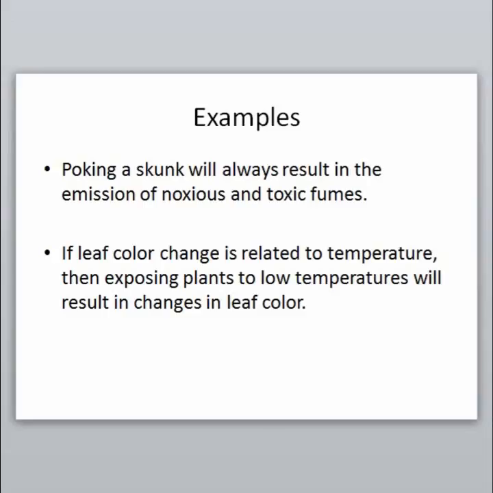Another example, maybe a little bit more mathematical: if leaf color change is related to temperature, then exposing plants to low temperatures will result in changes in leaf color. Again, we've got two things going on here: low temperatures and the leaves changing colors. Again, you've got to ask yourself, do low temperatures cause the leaves to change colors, or do the leaves changing colors cause it to get colder? In this example, it's the low temperatures that cause the changes in leaf colors. So we say the temperature is our independent variable and the change in color is our dependent variable. The temperature affects the colors.